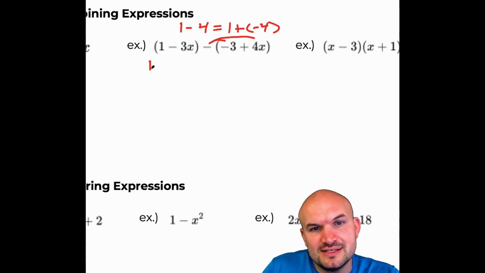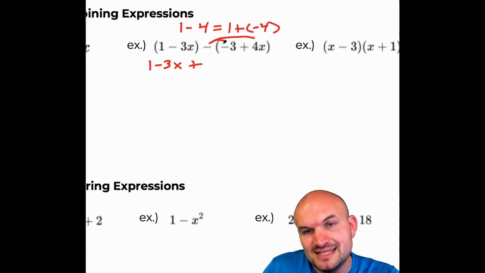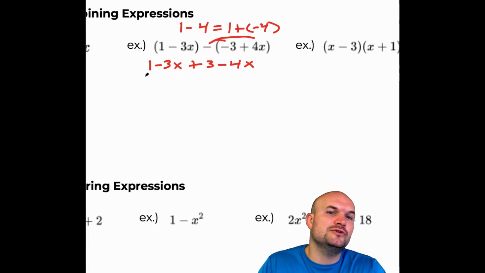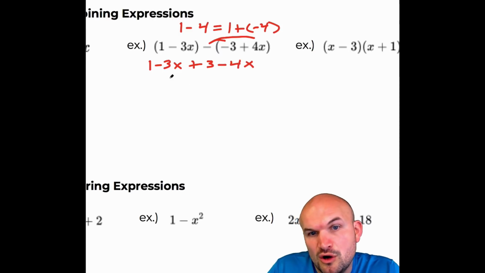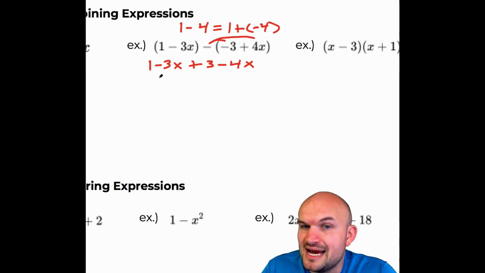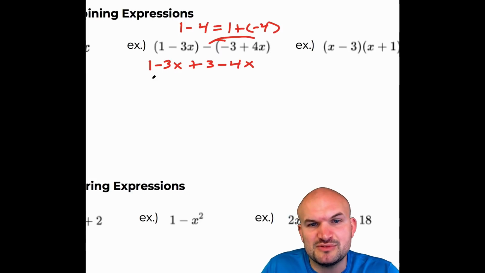So when I rewrite this, I have 1 minus 3x plus, you can think of this as a negative 1. Negative 1 times negative 3 is now a positive 3, and a negative 1 times 4x is now a negative 4x. Now, you could combine these just as it is, or you could rewrite them. Just make sure you're keeping the signs where they're at, whether they're positive or negative. But you can rewrite them so they're grouped together.